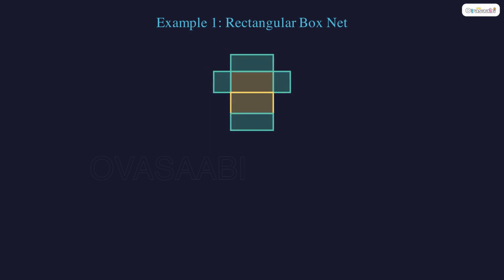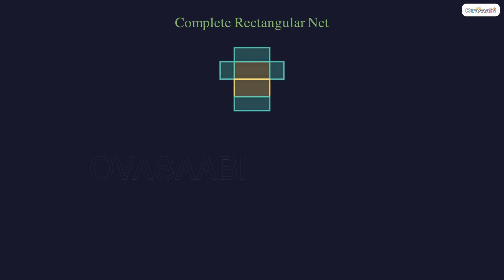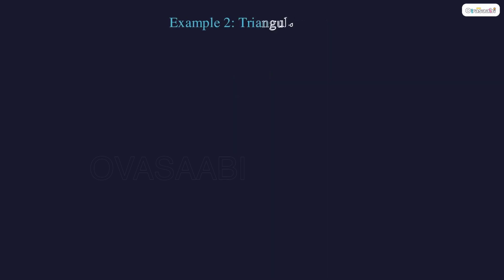Example 1. Draw the net of a rectangular box. It has 2 identical rectangular ends and 4 rectangular sides. We unfold each face carefully. Our finished net shows 6 rectangles connected. The top and bottom match. The 4 sides surround them. Check that opposite faces are equal.